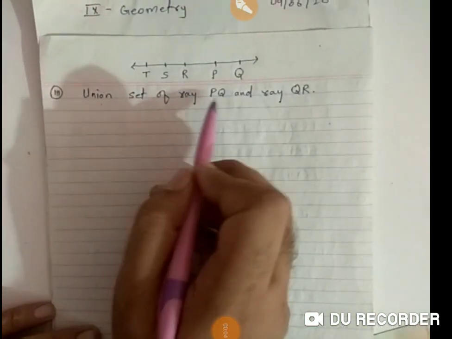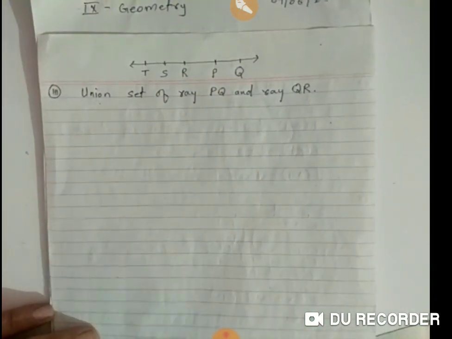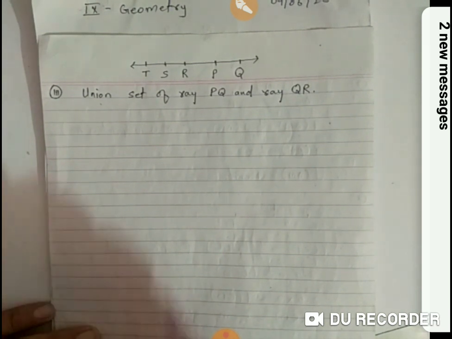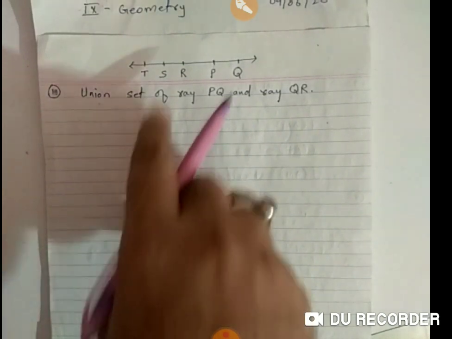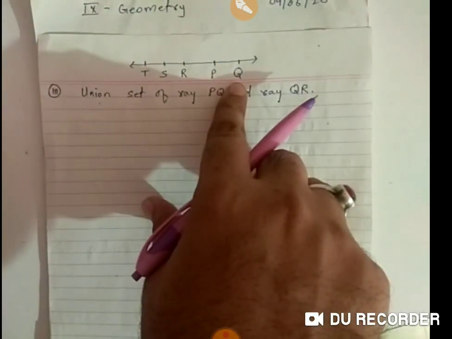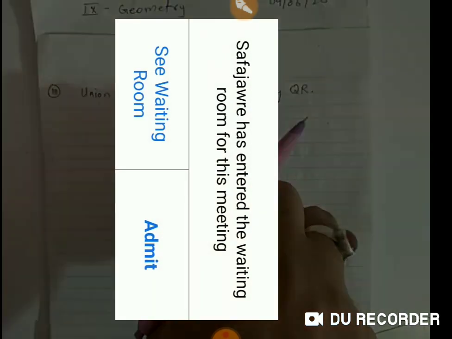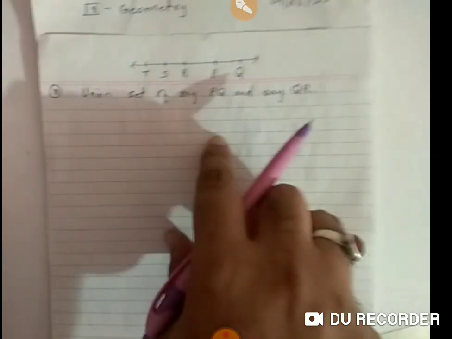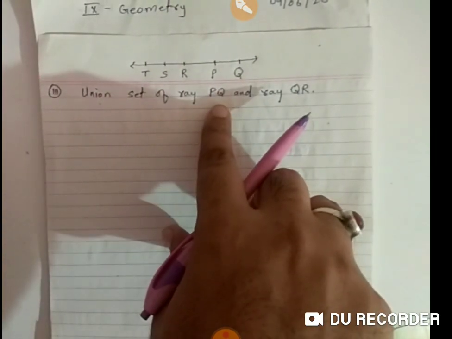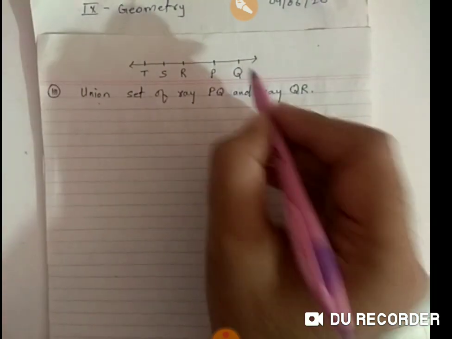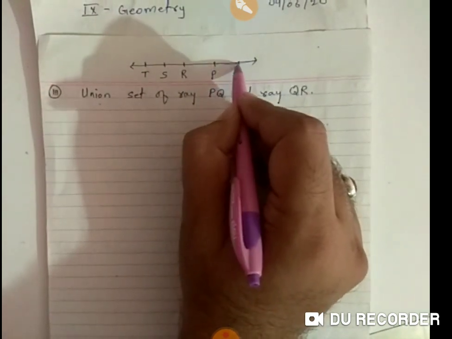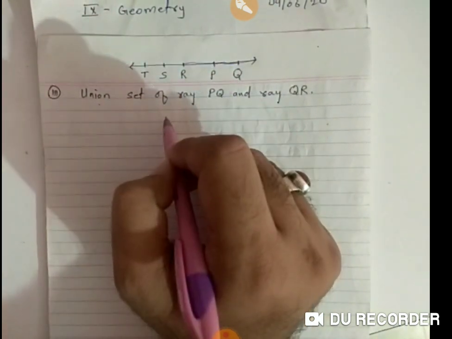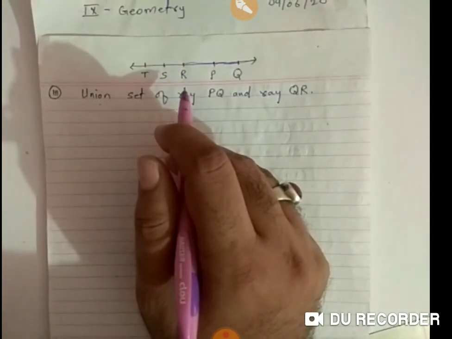Union set of ray PQ and QR. So here we need the union set of PQ and QR. Now observe this line and find out what the union set of ray PQ and QR is. So this is your ray PQ and this is your ray QR. Both the rays are moving in opposite direction.